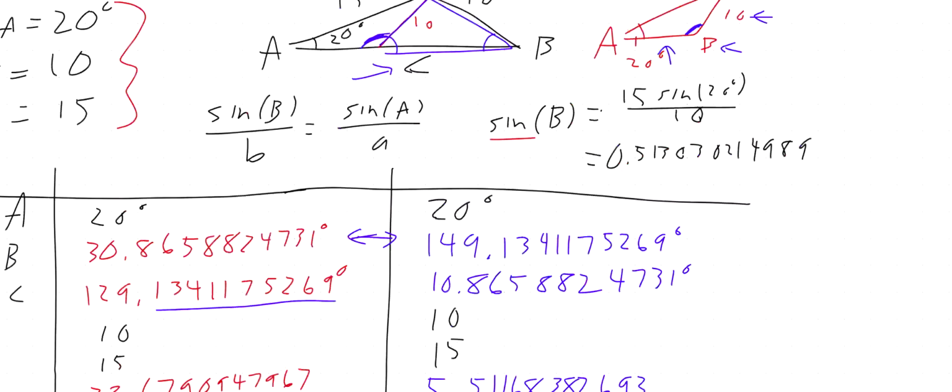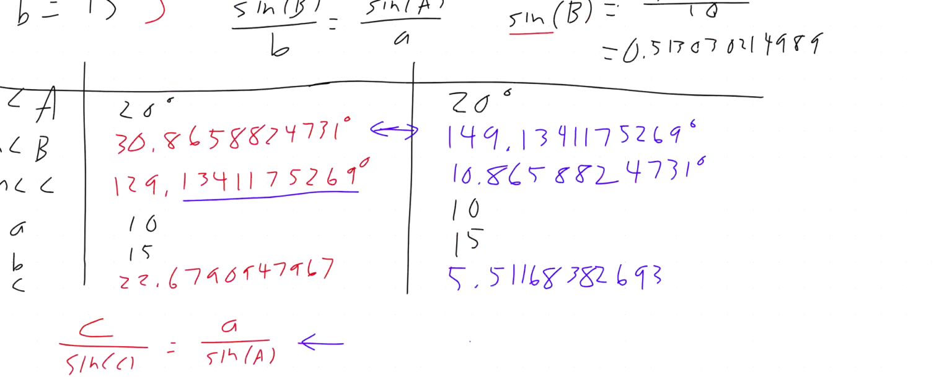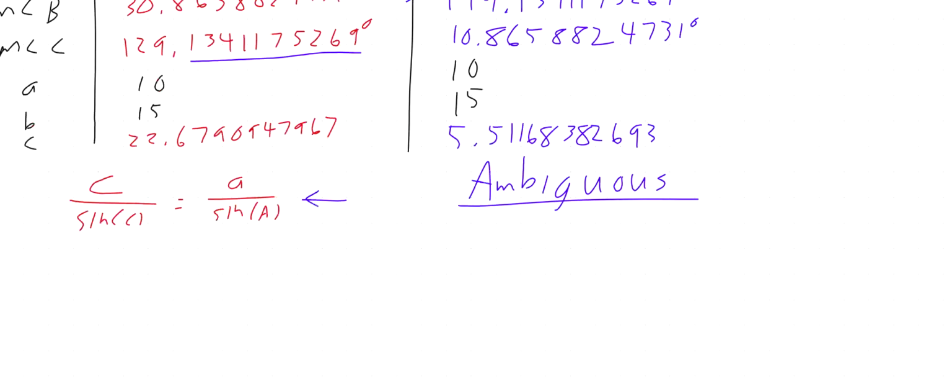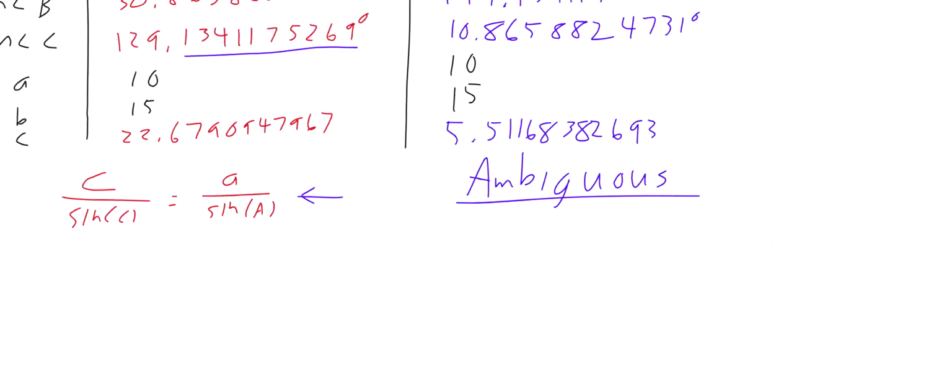With side-side-angle, it is called the ambiguous case. Let me rewrite that so it looks a little better. Ambiguous. So what does ambiguous mean? It's unclear. We're uncertain. We don't know what our result is or what we're going to do. So with side-side-angle, you might have a situation with one triangle, but you might have two. So we're not quite sure.